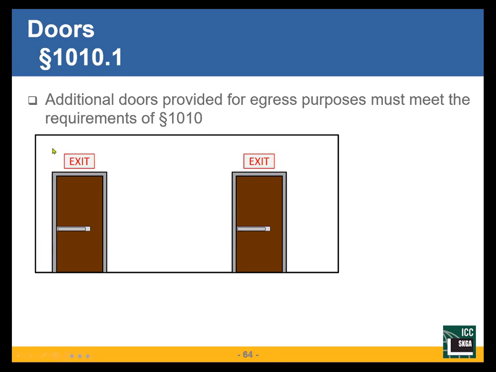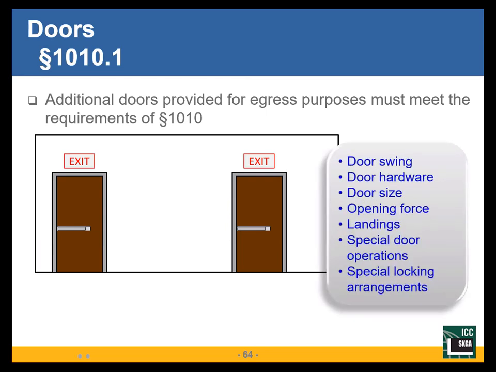This is my required exit. This is an exit door, an extra door that works as an exit. Code says, if I have additional doors, they have to meet the egress requirements in section 1010. So what does 1010 say?